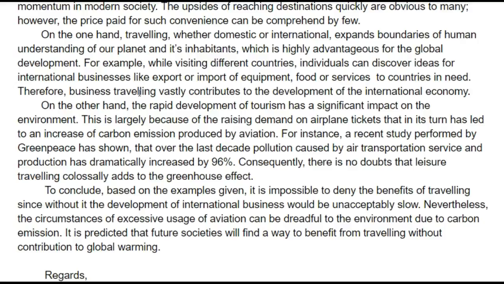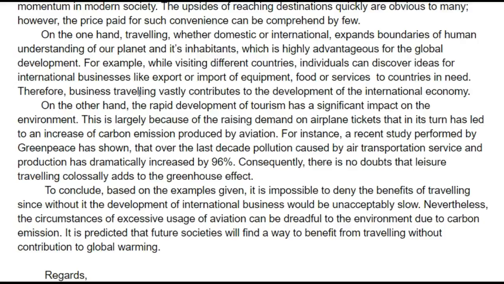Good. On the other hand, the rapid development of tourism has a significant impact on the environment. This is largely because of the rising demand for airplane tickets, or for air travel. That in turn, the phrase in turn, has led to an increase in carbon emissions produced by aviation. So an increase in the emission of carbon by the aviation industry, or an increase in carbon emissions produced by aviation.